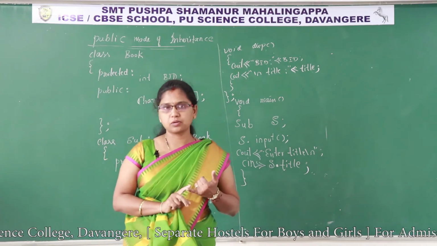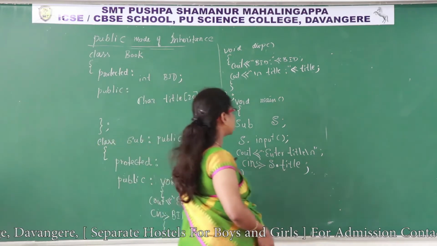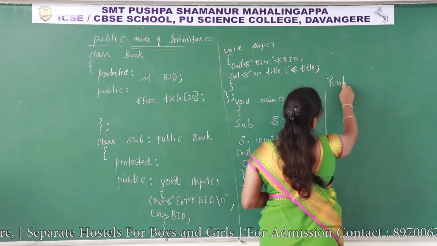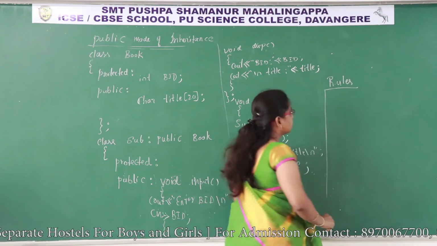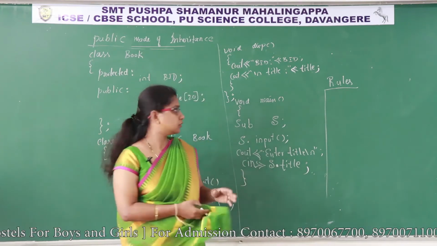I hope you understood this visibility modes. So let us write the rules of public access specifier. Public visibility mode. Don't get confused with access specifiers and mode. Okay.